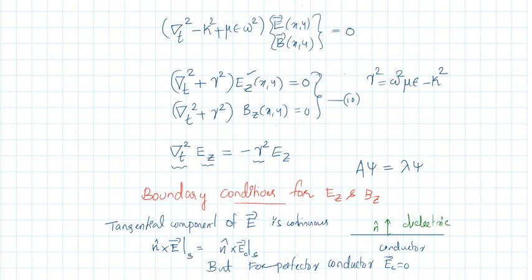So what are the boundary conditions for Ez and Bz? Because we are looking at solutions of Ez and Bz, what are the boundary conditions on them? One of the boundary conditions is at the boundary of a conductor and dielectric, because the walls of the waveguide are a perfect conductor, and the inside medium is a dielectric. So consider a normal direction, n cap, directed from conductor to dielectric.